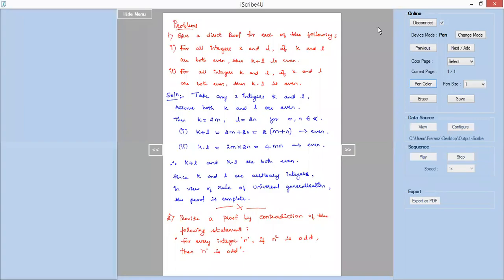So there are three steps in proof by contradiction: the hypothesis, analysis, and the conclusion. In the hypothesis, we assume P conditional Q is false. P implication Q is false. That is, P is true and Q is false.